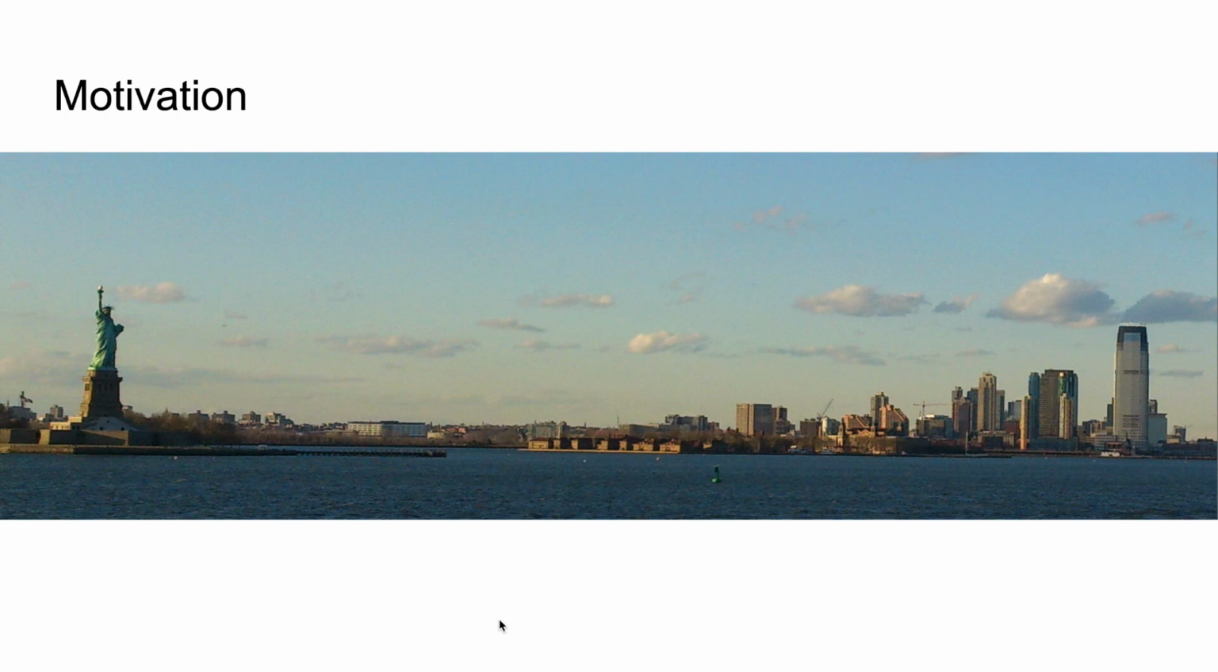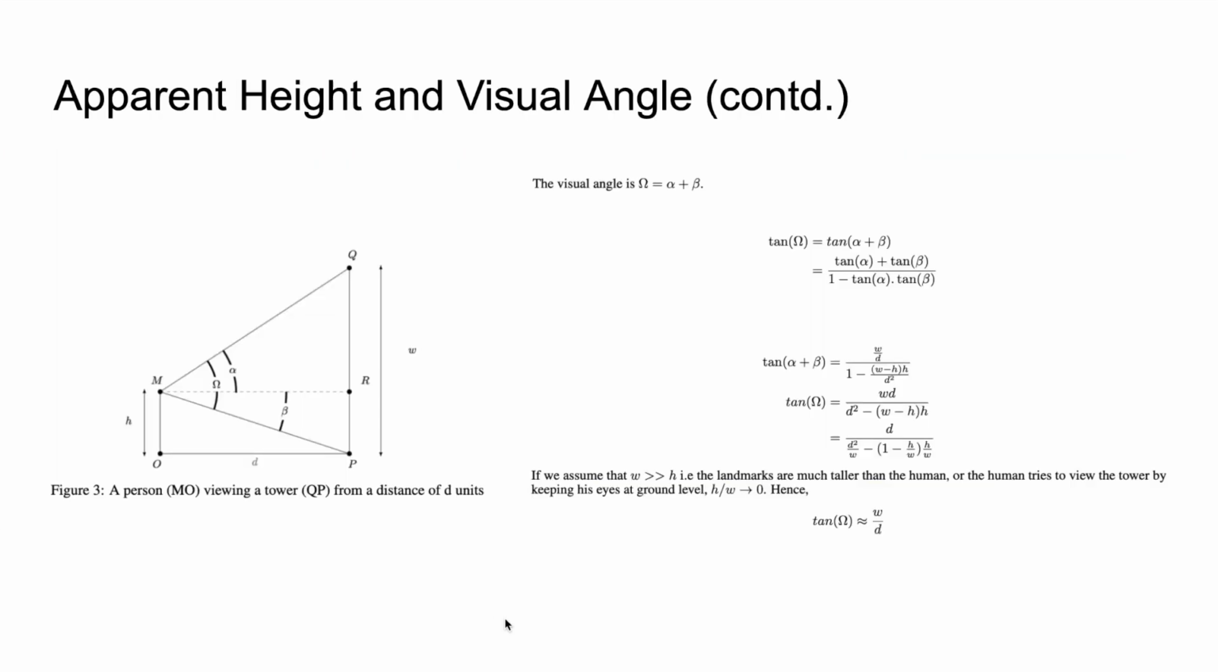Working on the metric of apparent height discussed in the previous slides, the apparent height of an object depends on the visual angle it subtends at the human eye. It is directly proportional to the tangent of the angle that it subtends. Calculating the angle and simplifying it with some approximations, we get that the tan of the visual angle subtended is approximately equal to the height of the landmark divided by the distance of the person from the landmark.